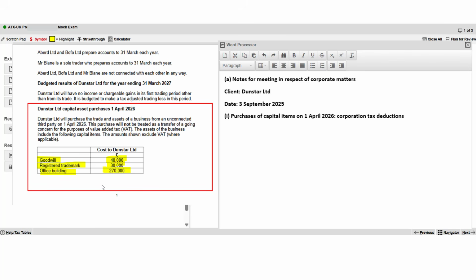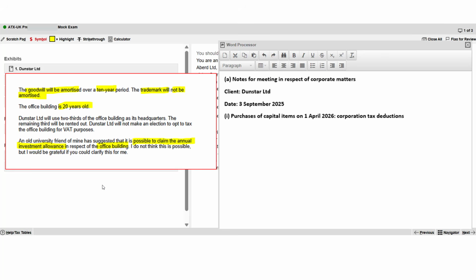And then we've got a little bit more information over the page. The goodwill is going to be amortised over a 10-year period, whereas the trademark is not going to be amortised. You need to think about the relevance of that, thinking about intangibles. How do we get tax relief for intangibles?